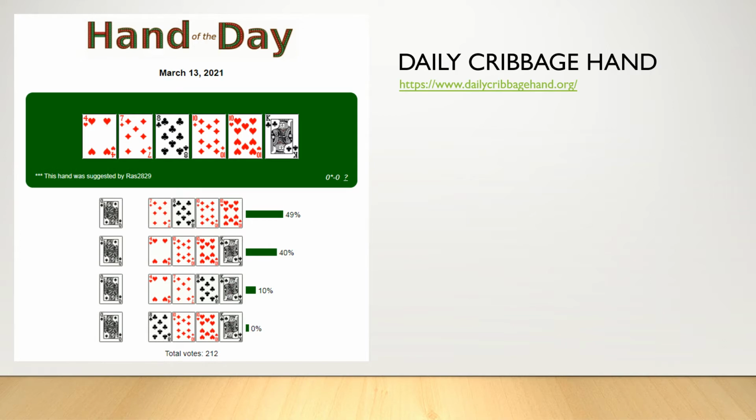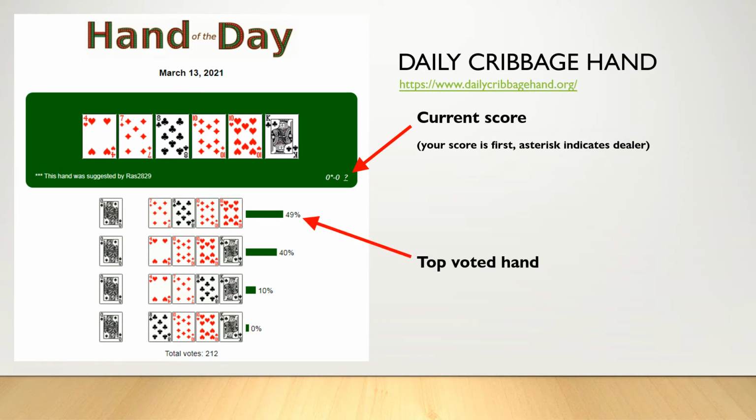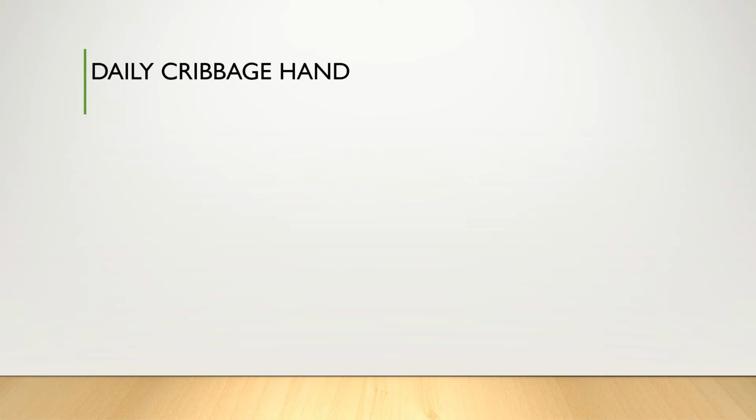Here's an example from March 13 of this year. It shows the 6 cards, the current score, in this case is 0-0, and whether you're the dealer or non-dealer. So you would take that information into consideration and make your pick. Once you make your selection, you'll be shown which hand currently has the most votes, and you can also see the total number of votes cast. Since February 2007, there have been over 4,800 hands featured on Daily Cribbage Hand.